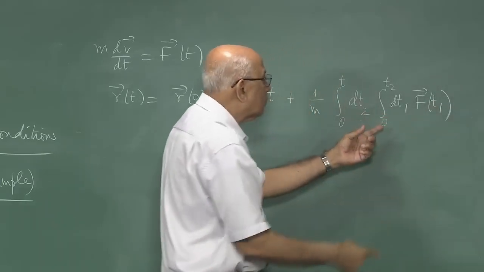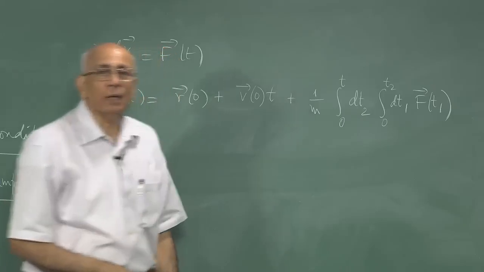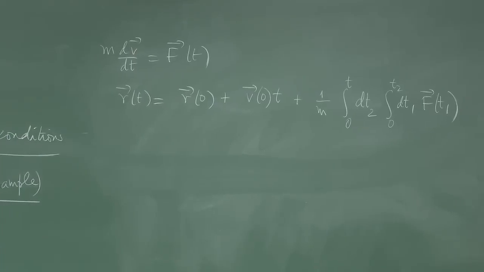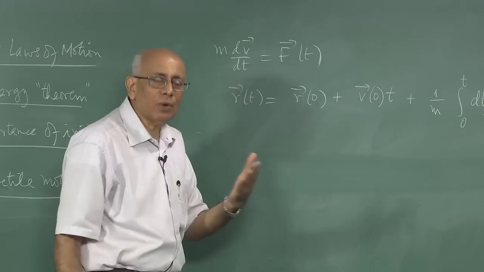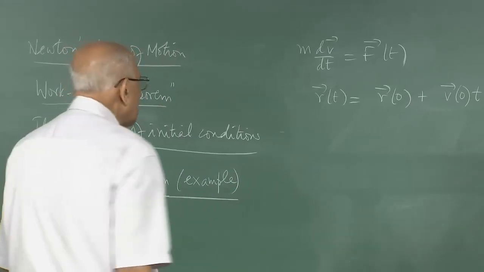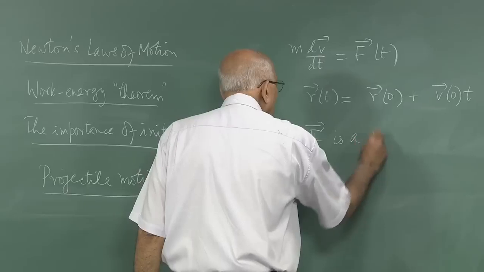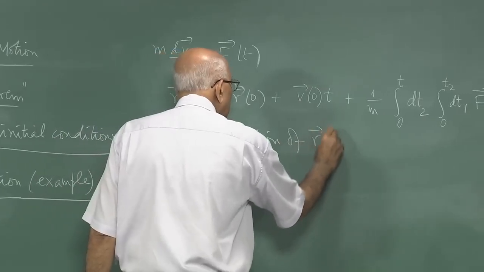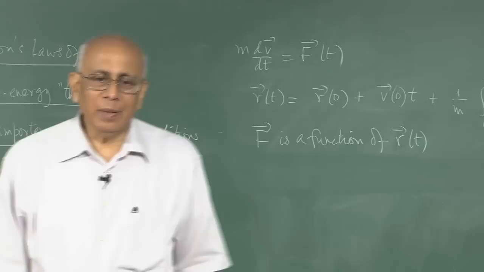So you first integrate this from 0 to t2 and then you integrate it as a function of t2 from 0 to t, and in principle this was your solution. Now where is the difficulty in this problem? The answer is that the specification of this force at every instant of time in some sense already presumes the solution of the problem, because most often what happens is that f is a function of r of t. In other words, the force on the particle will depend on where the particle is.